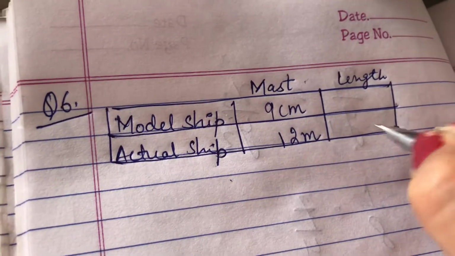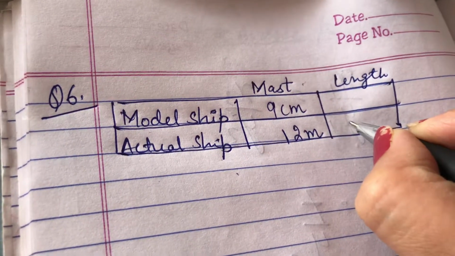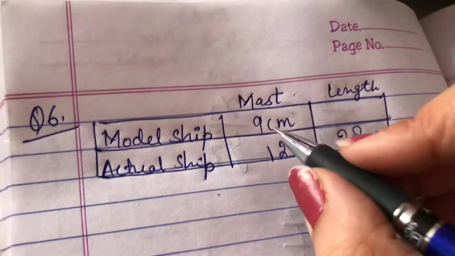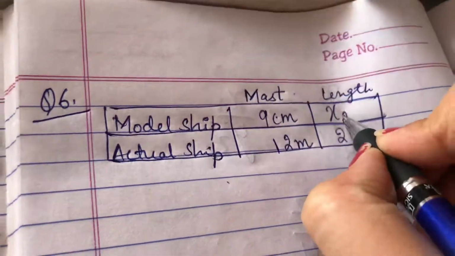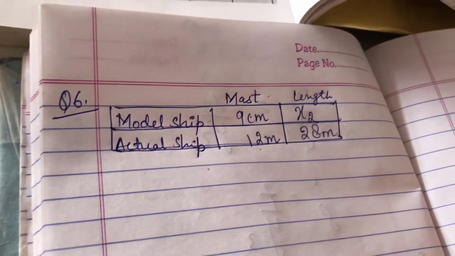Now the length of the actual ship is given. It is given 28 meter. And now we have to find out the model ship. So what is the missing value? X1, X2, Y1, Y2. You know how to find out the missing value.